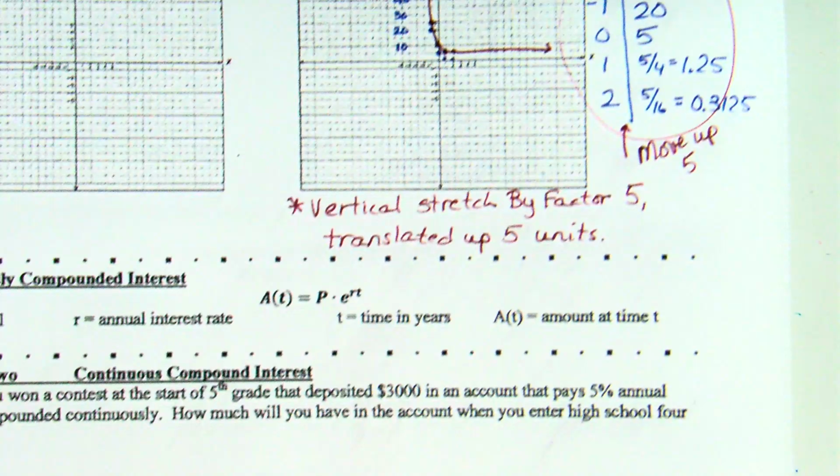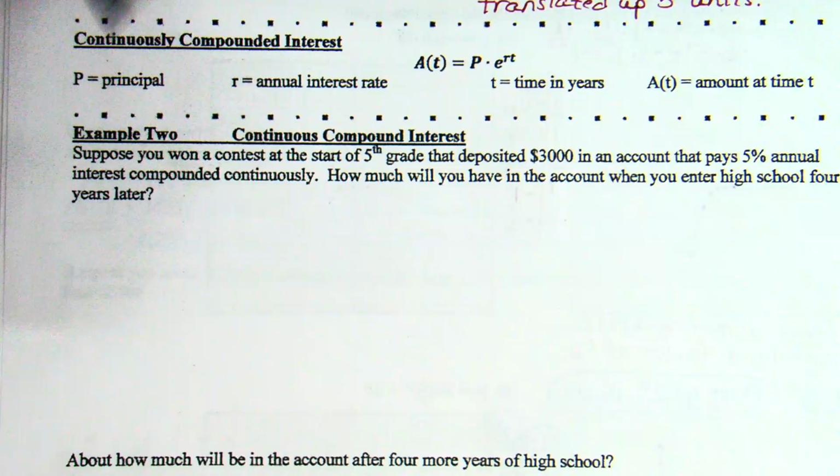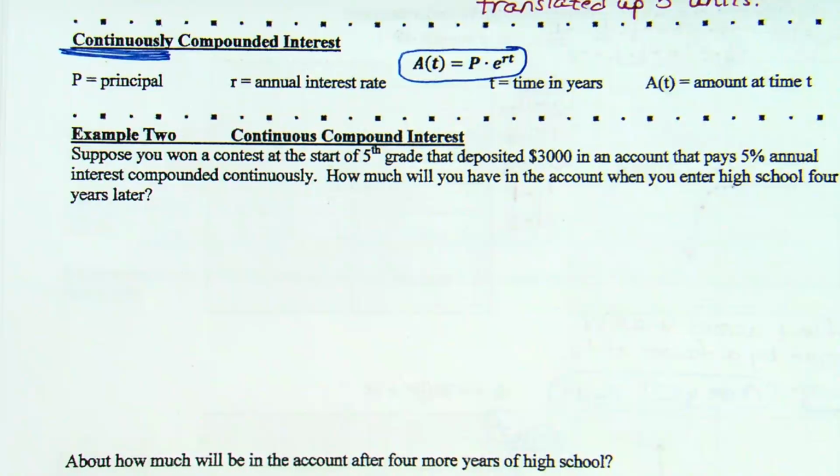Now, we have one last thing to do, and that is another interest formula. We talked some yesterday about compound interest. The one we're talking about today, please listen, is continuously compounded interest. We have a special formula. When a problem specifically says continuously compounded interest, you have to use this special formula: A of T equals P times e to the rT. Now, P is still our principal. Do you guys remember what principal is?